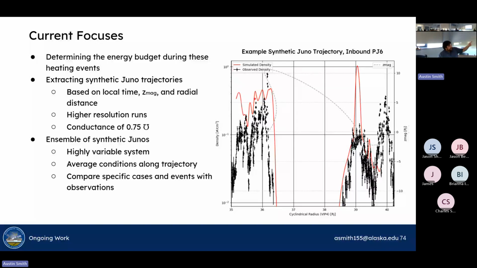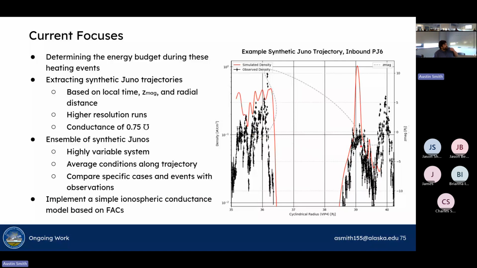I look at this and I see there's periodicities in the density in the observation as well, and some very small scale peaks as well, which I'm not sure if we will be able to capture with an MHD model, but it's encouraging to see. And with this ensemble of synthetic Junos, if we do get a good match, then we can look at what happened and maybe try to build a case study off of that.